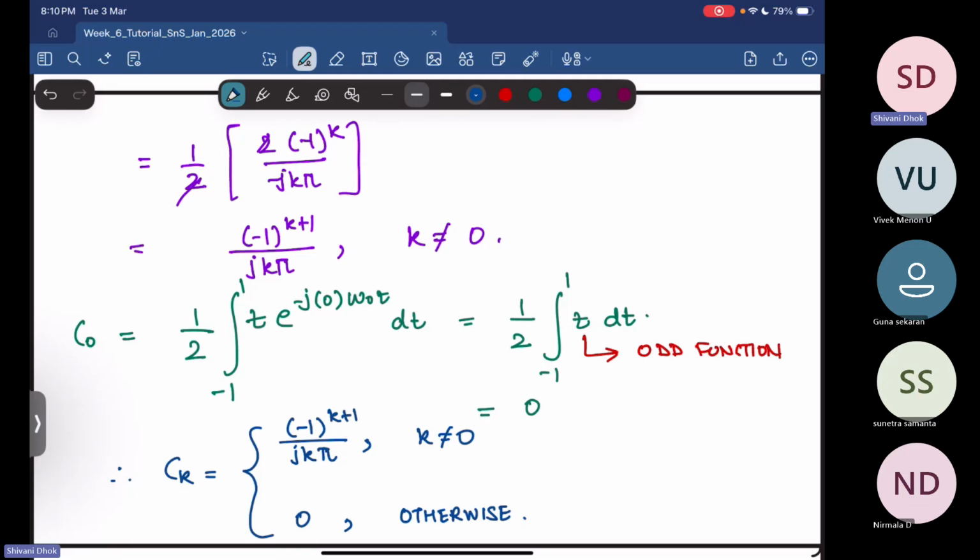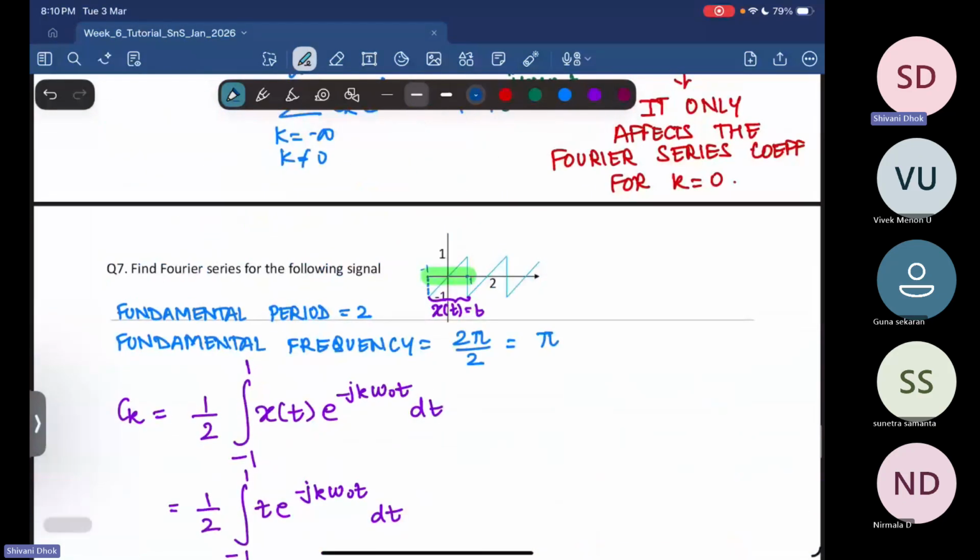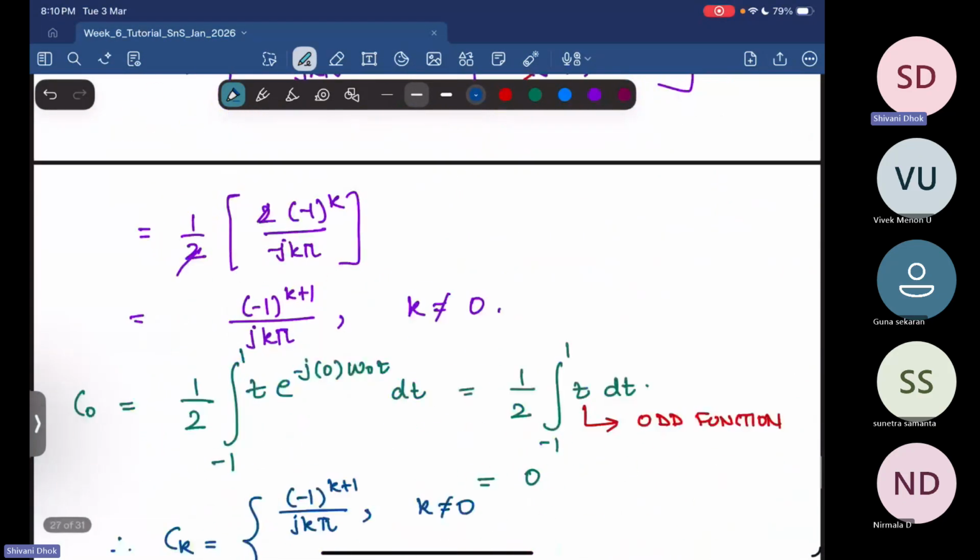In the next week, once we see the properties, we'll also try to make a relation between this particular signal that is given to us in this question and in question number 5.